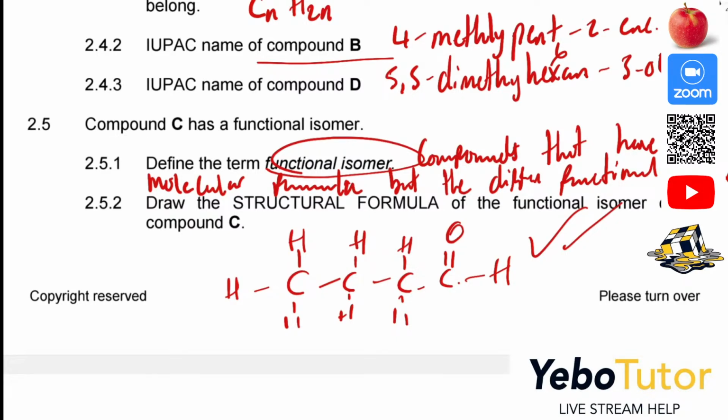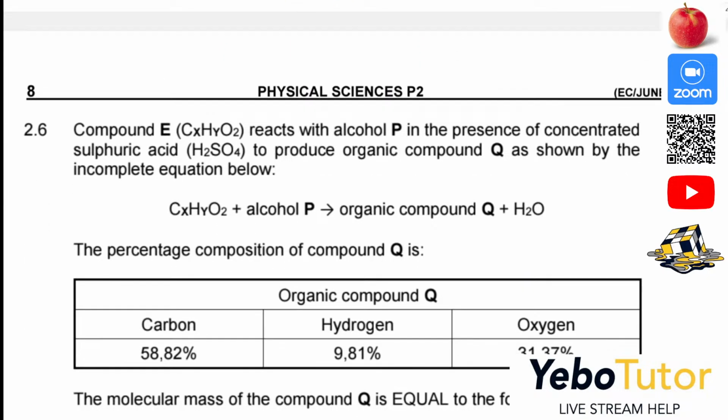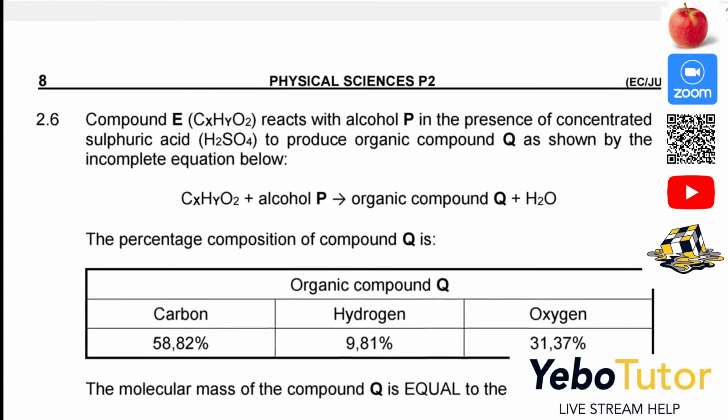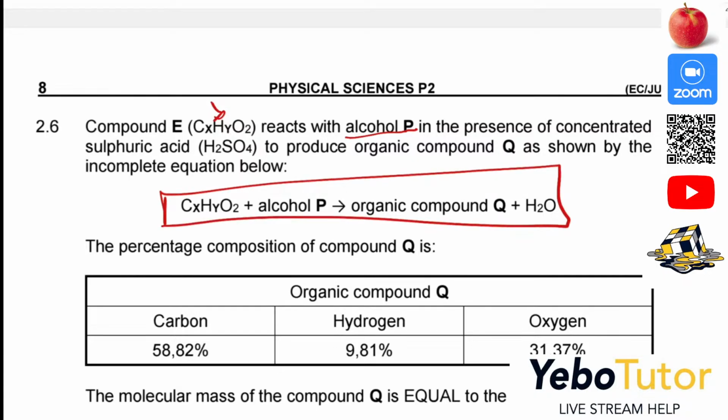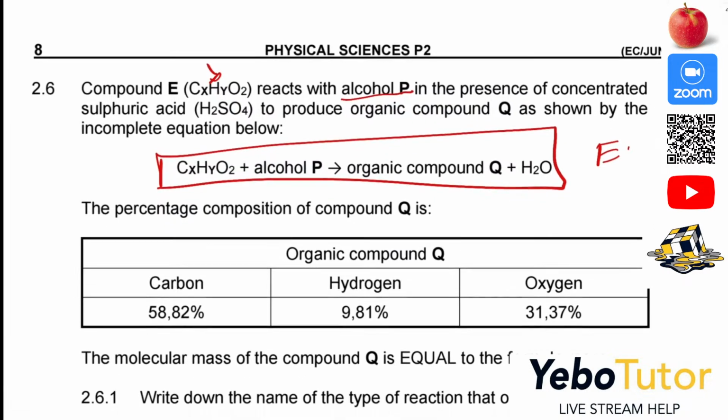Right, going forward, 2.6. Compound E, which we are given here, is CxHyO2 and reacts with alcohol P, which means definitely this is a carboxylic acid. By now you should know this, because when you're writing tomorrow you shouldn't panic at all, because you already know what's happening. In the presence of concentrated sulfuric acid, definitely this is esterification to produce organic compound Q, as shown by the incomplete equation below. Guys, this is just obvious, because they are using that concentrated sulfuric acid.